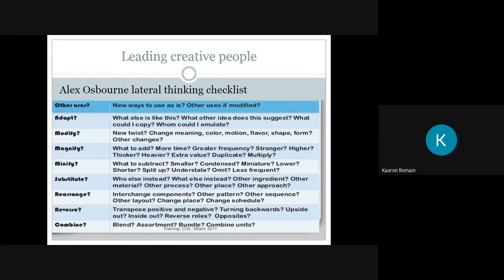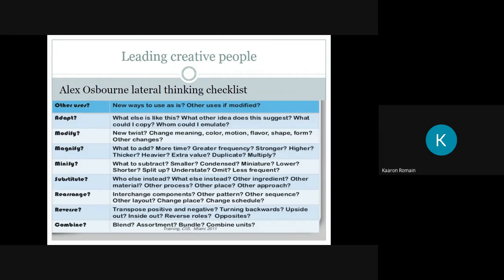Leading creative people. A simple tool to support concept generation. Alex Osborn's checklist is a comprehensive list of questions about ideas and problems which can be used either individually or in groups. It aims to encourage creativity and divergence in concept generation. So this is Alex Osborn's lateral thinking checklist.